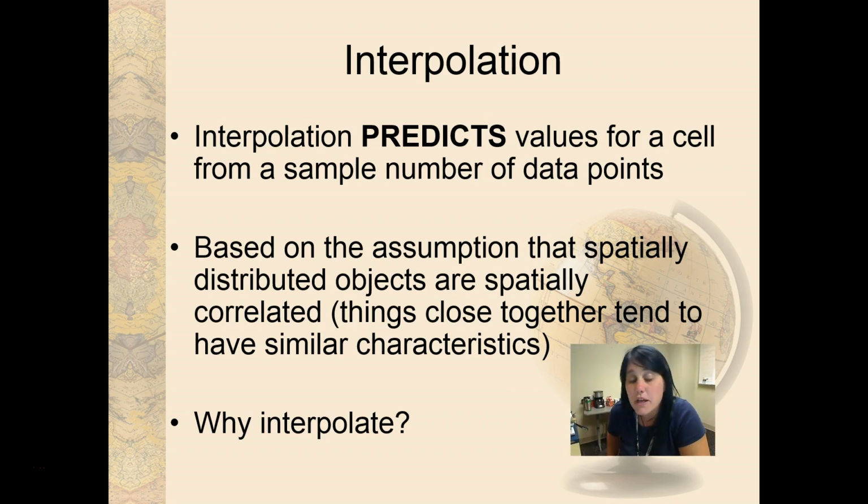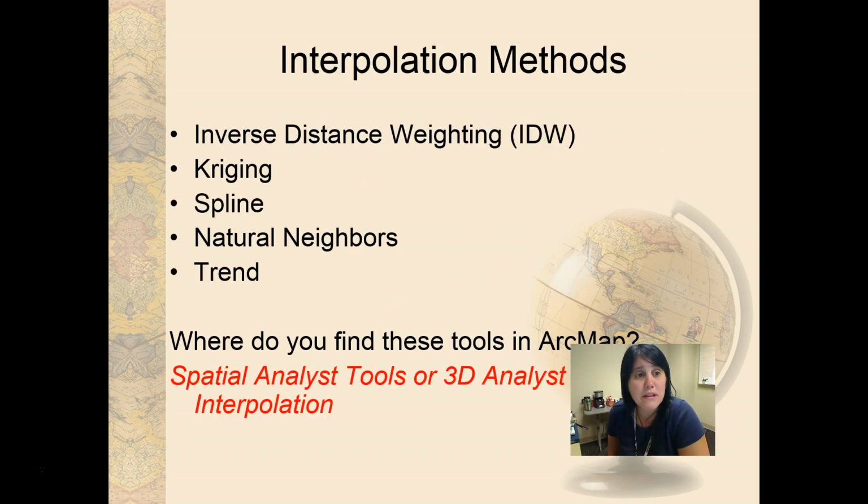So why do we interpolate? We interpolate because if we had to take samples at so many different points, it would be very time consuming and not necessarily the best use of time. This allows us to basically take those unsampled areas and use places that were sampled to predict what that area would be. There are various types of interpolation methods in ArcGIS.